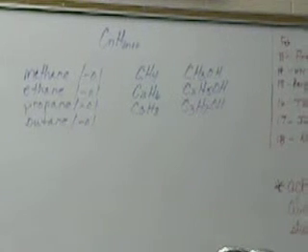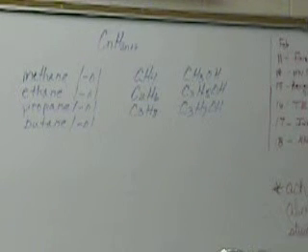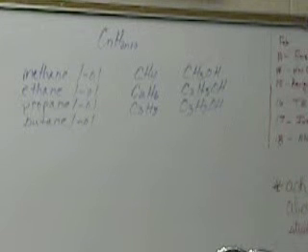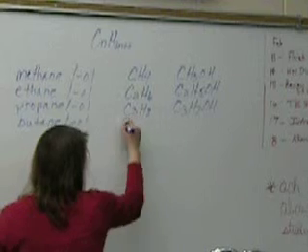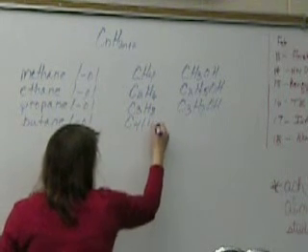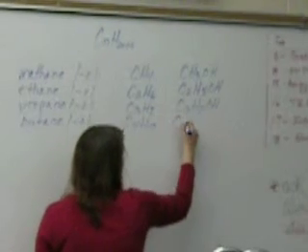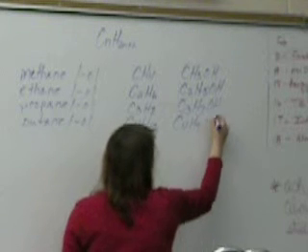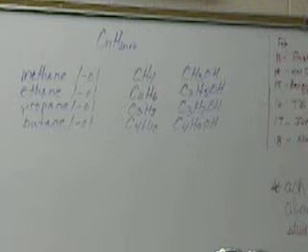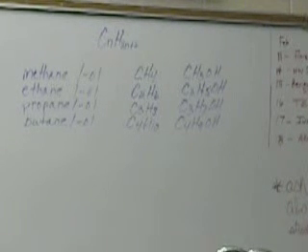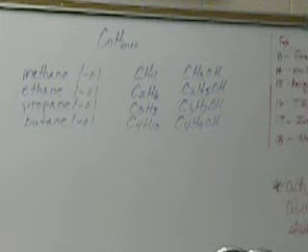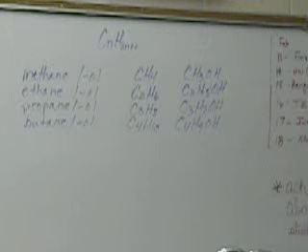As I like to say, easy peasy. And then butane is C4H10, and butanol is C4H9OH. And those are really the only ones I've seen. Every once in a while they'll ask you for another one, but if they ask you for a higher one, they almost always give you the formula for it.